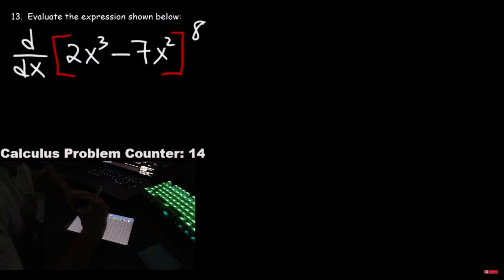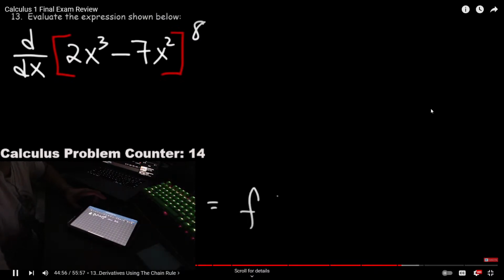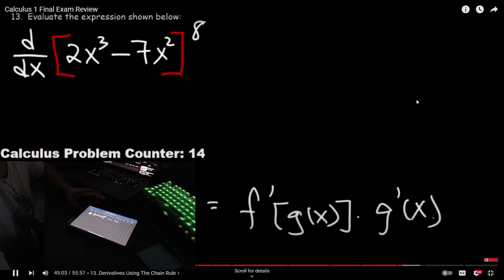Evaluate the expression shown below. So what is the derivative of 2x cubed minus 7x squared raised to the 8th power? For this problem, we need to use something called the chain rule. Perhaps you've seen it expressed this way. The derivative of a composite function, let's say f of g of x, is going to be f prime of g of x times g prime of x.